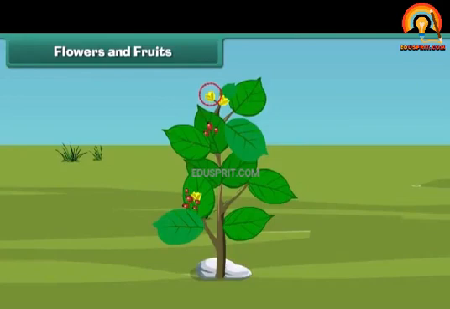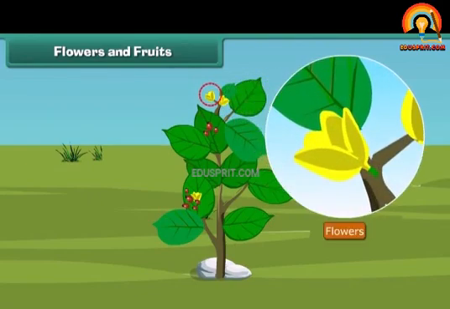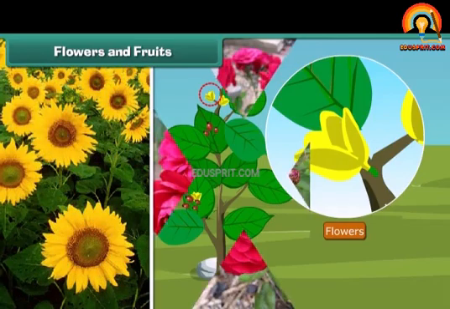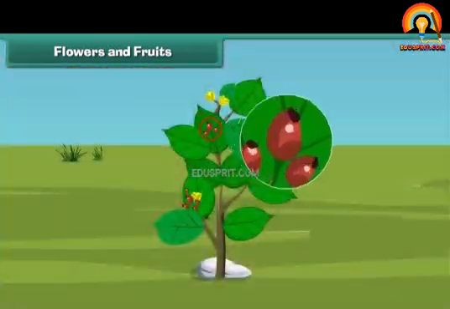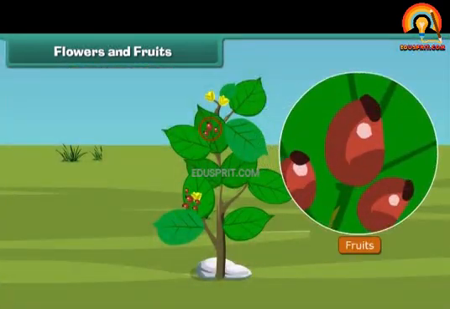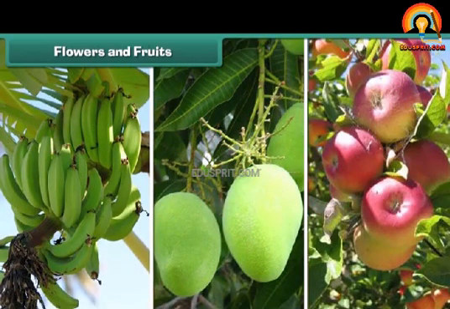Friends, now let's know about the most attractive and most beautiful part of the plant. Yes, that is the flower. Flowers are of different colors and types like sunflower, rose, and dahlia, and so on. I know that most of you also like fruits. Fruit is the juicy part of the plant. Fruits come in different shapes, sizes, and colors like banana, mango, apple and orange.